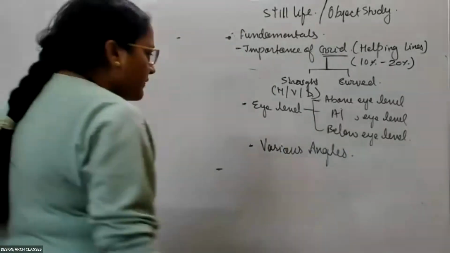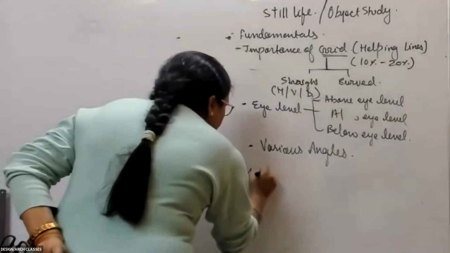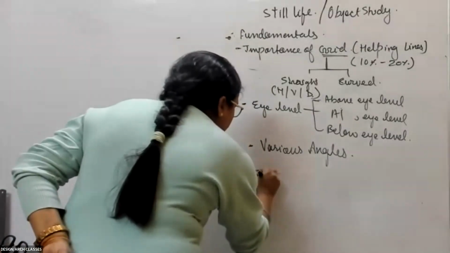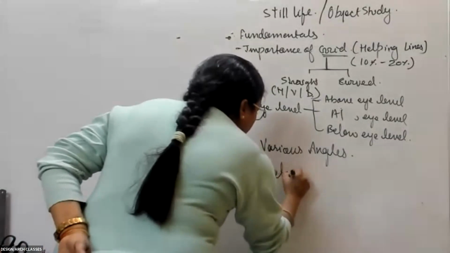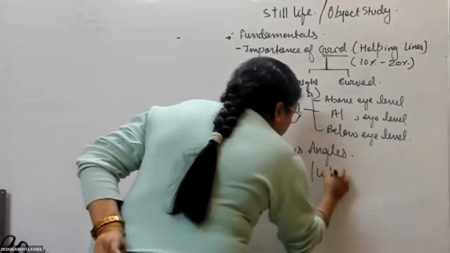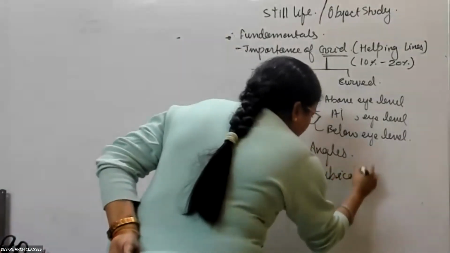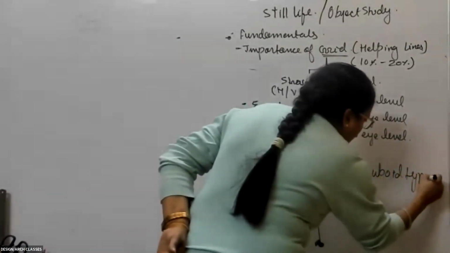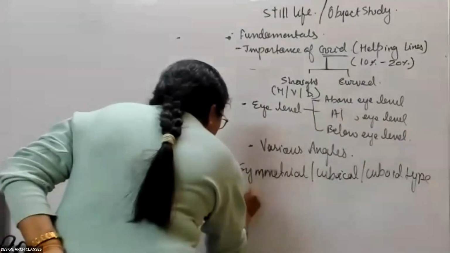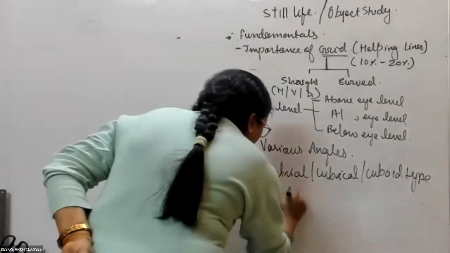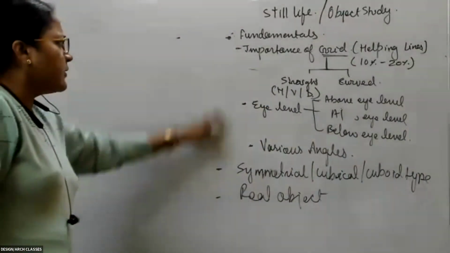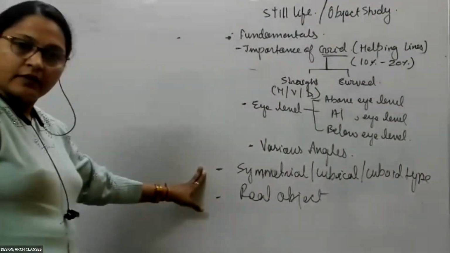While studying, what we will try? Symmetrical, cubical, cuboid type ऑब्जेक्ट स्टडी करेंगे, ठीक है? रियल ऑब्जेक्ट भी स्टडी करेंगे. जब आप ये स्टडी करते हो, then everything is applicable. All right?